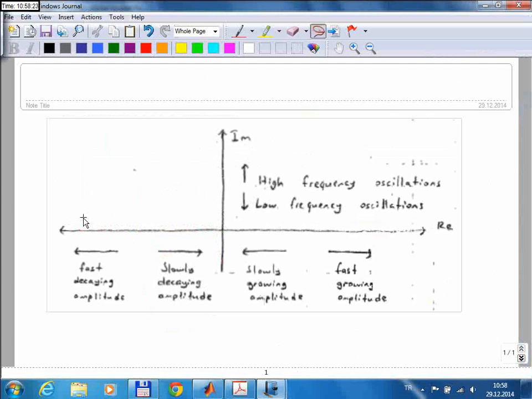If the poles are on the left hand side, then you have converging responses, but poles closer to the midpoint give you slowly converging responses. If you have poles that are far from here, the responses are fast. If you have poles on the right hand side, then you have an unstable system, and the imaginary part of the poles gives you oscillations, and how far you are from the real axis gives you the frequency of the oscillation. So you need to know these relations here.